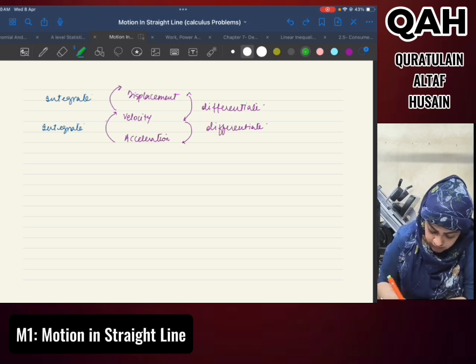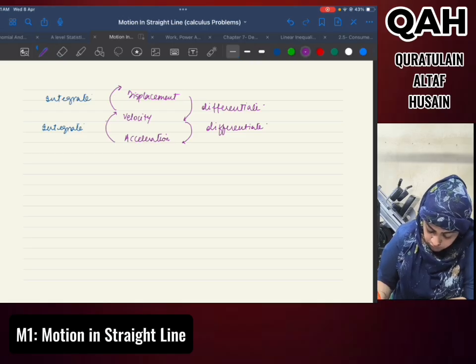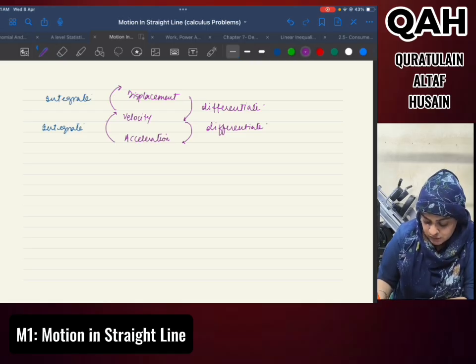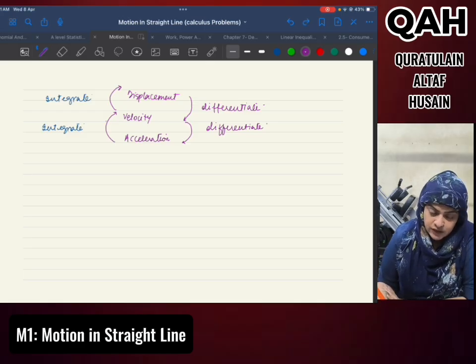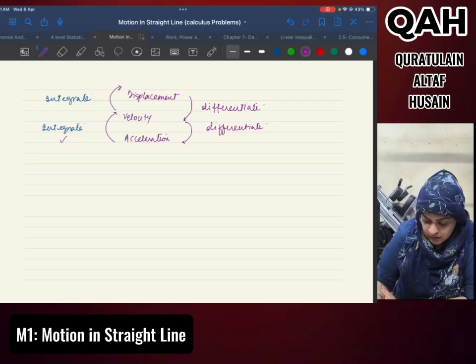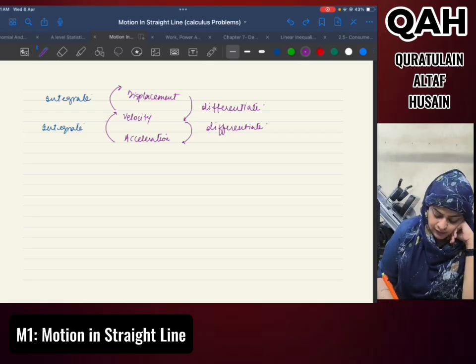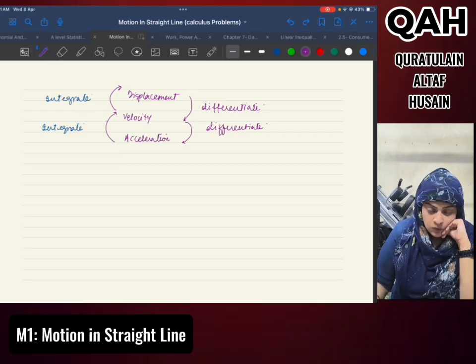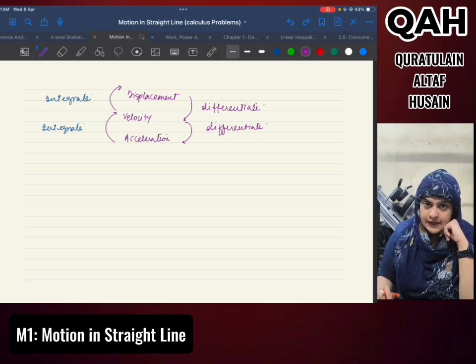I have made arrows. This is the wrong arrow. From displacement to velocity we differentiate, and from velocity to acceleration we differentiate. But if equation for acceleration is given to us and we want to find out velocity, we integrate. And from velocity, if we want to find out displacement, we again integrate. And we know that differentiation and integration are reciprocals of each other.